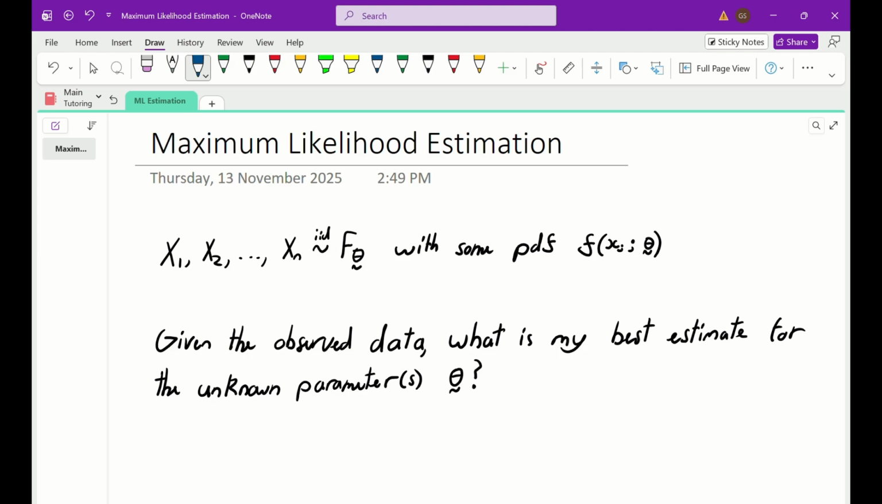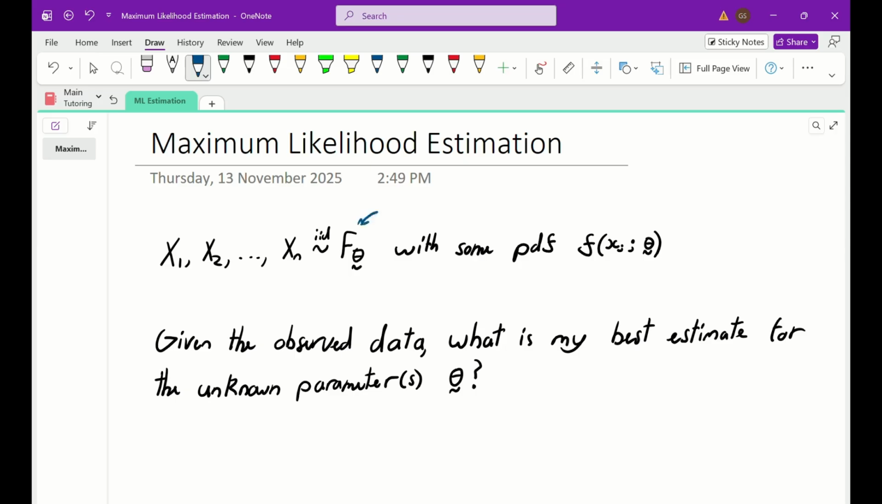Here I'm going to give a brief introduction to the topic of maximum likelihood estimation, which is a very important topic in statistics. So the setup is like this. Suppose we have a random sample, some random variables x1, x2, ..., xn, that are IID from some distribution f of theta. Recall IID means independent and identically distributed, right? So it means that each random variable is independent of one another and they're identically distributed. They all come from the same distribution, which I've called here f of theta.